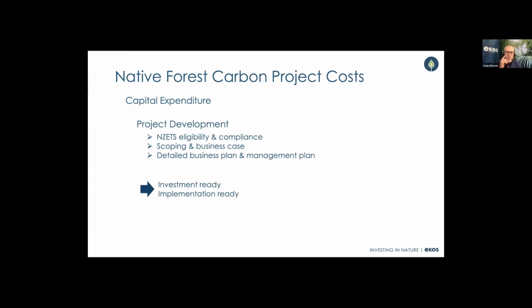So the capital expenditure costs are project development. You need to demonstrate eligibility to register in the emissions trading scheme, and then there's some compliance elements to that. What we do with people is we help them develop a business case, which is essentially a cost-benefit analysis to help them understand whether it's worthwhile proceeding. And then if they do want to proceed with a carbon project, then we need to develop a relatively detailed business plan and management plan so that everybody knows what's going on. At this point, the project would be investment ready and implementation ready. This sort of process usually takes a few months at the very least.